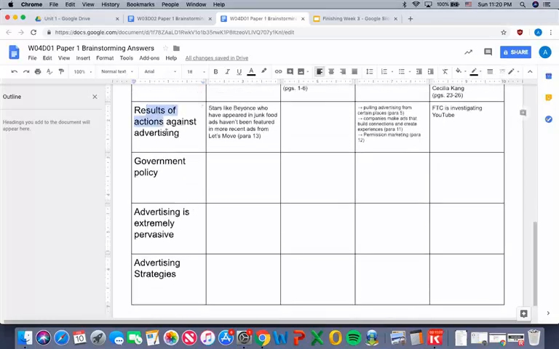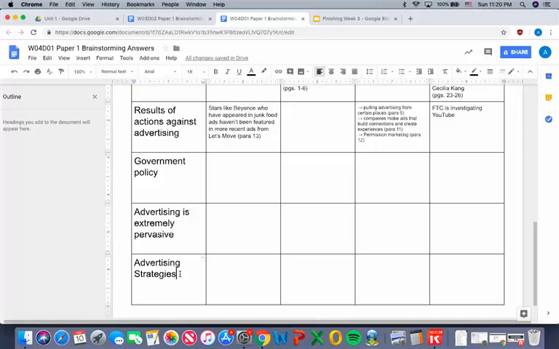So results of actions against advertising, government policy, how advertising is extremely pervasive, and then advertising strategies. So those strategies from the companies. So these are a few different recommendations that I have. You can probably come up with your own, thinking about what you want your thesis to be, what you want the theme of your paper to be based on the prompt. So again, this is brainstorming.